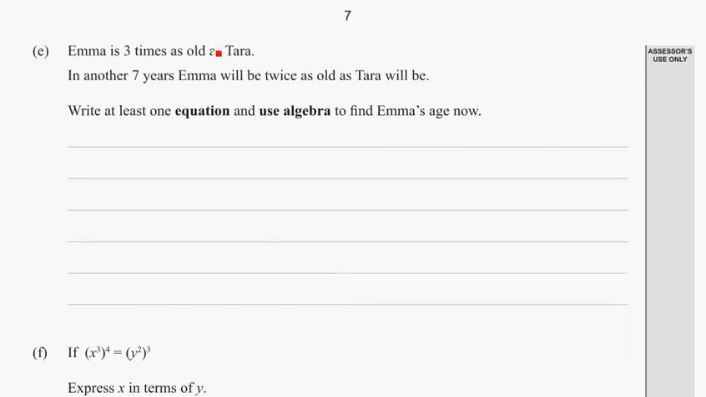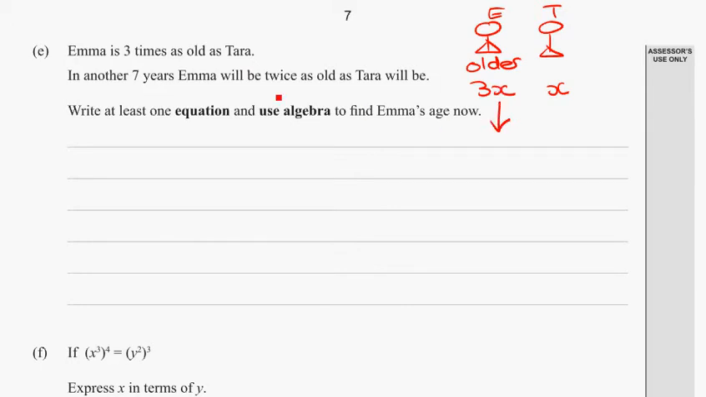Right, Emma is 3 times as old as Tara, so let's think about that. Emma and Tara. Emma is older. Emma is 3 times as old as Tara. In another 7 years, Emma will be twice as old as Tara will be. Emma's age now. Well, if we let Tara be x, Emma is 3 times as old. So Emma must be 3x, because she's 3 times as old as Tara. So if Tara's 10, Emma is 30.